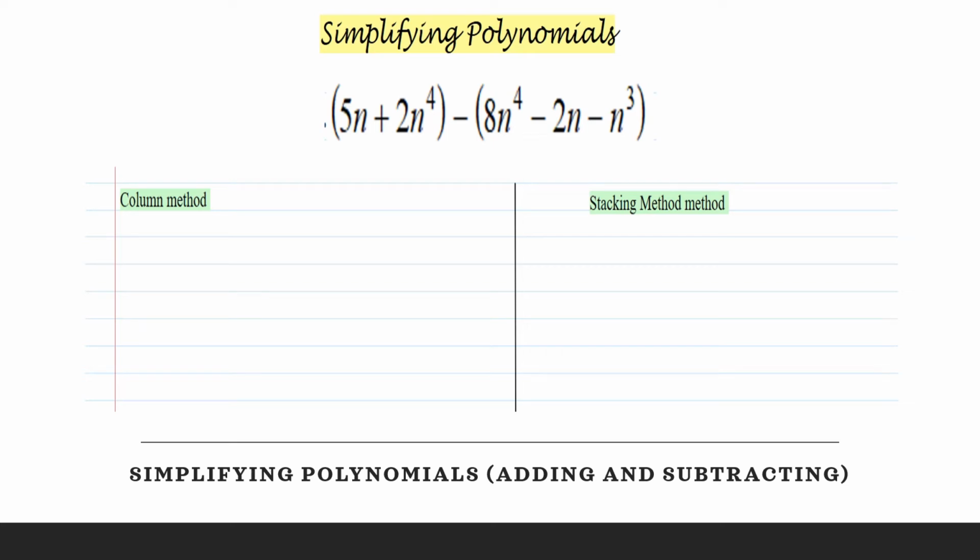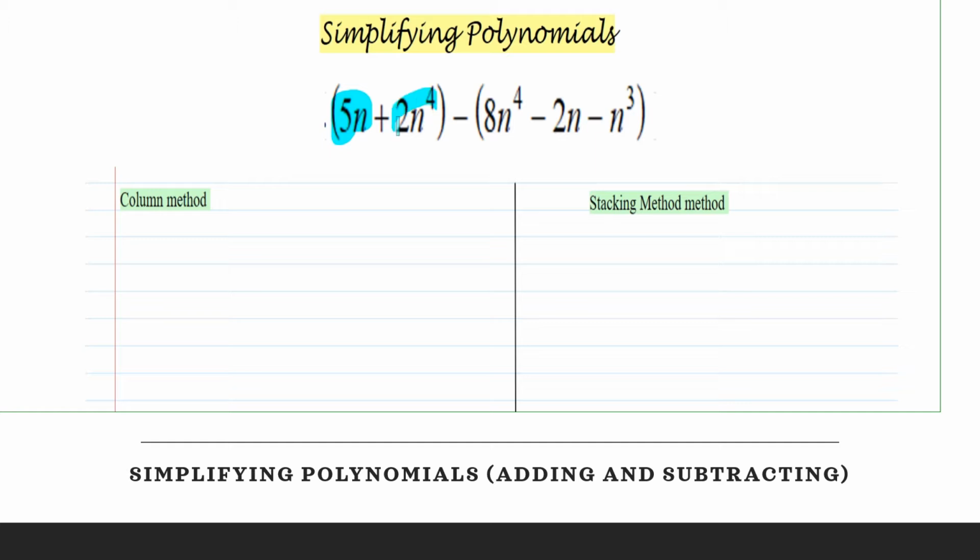This video will help you review how to simplify polynomials by adding and subtracting like terms. So let's take a look at this polynomial that we have. Each polynomial expression is given to you in two sets of parentheses here.